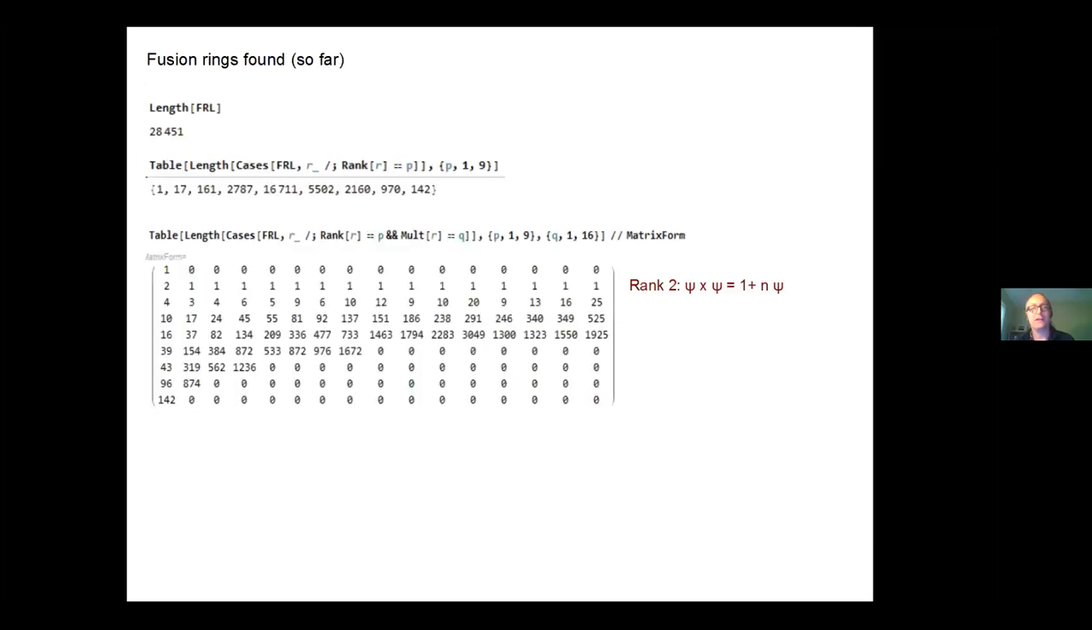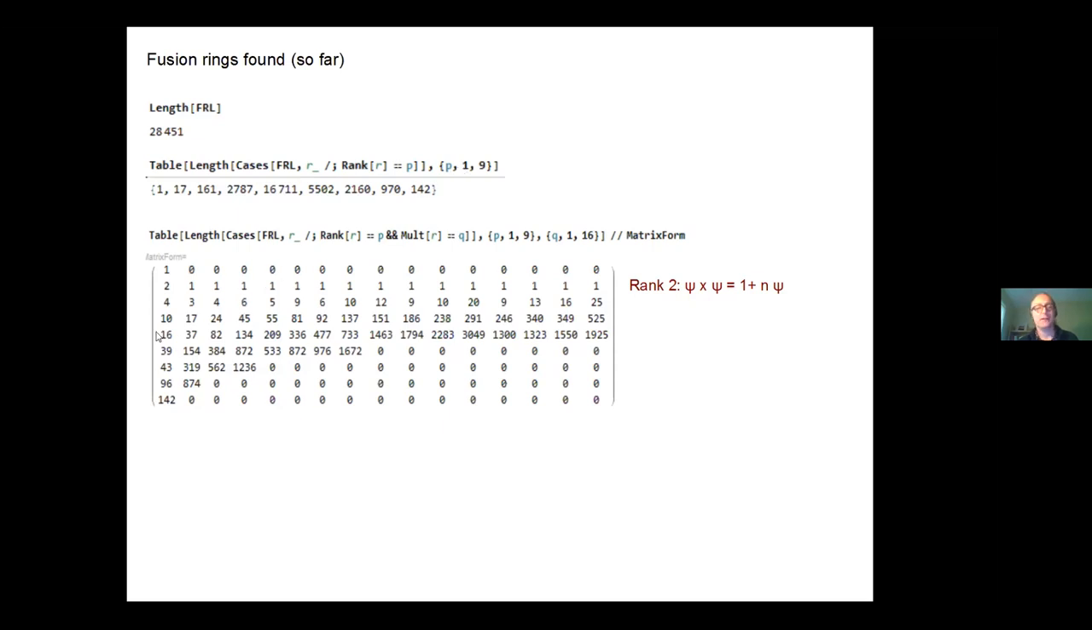So now let's look at how many fusion rules we have. At the moment, when I made this slide, we had 28,451 fusion rules in our database. And then you can, of course, separate them also by rank. There's a unique one of rank 1. And we had 17 of rank 2, 161 of rank 3, over 2,000 of rank 4, 16,000 of rank 5, and then they go down again. Basically, that's because we can't go to as high multiplicity at the high rank, so we end up with fewer rings.